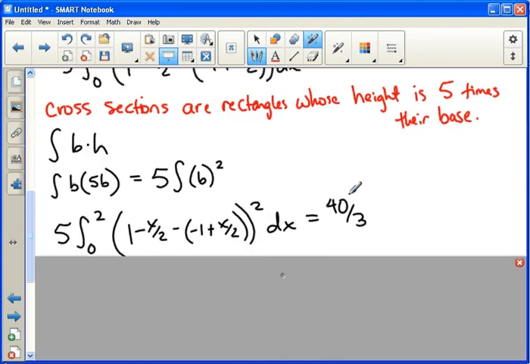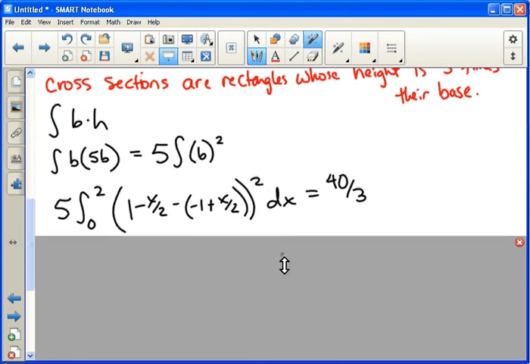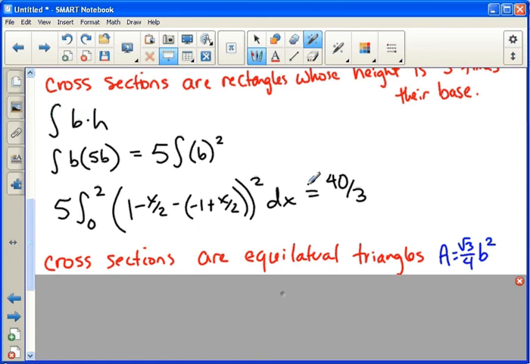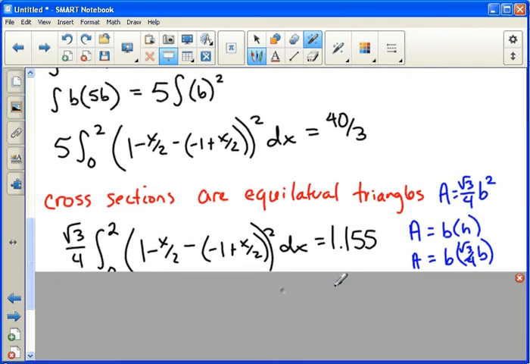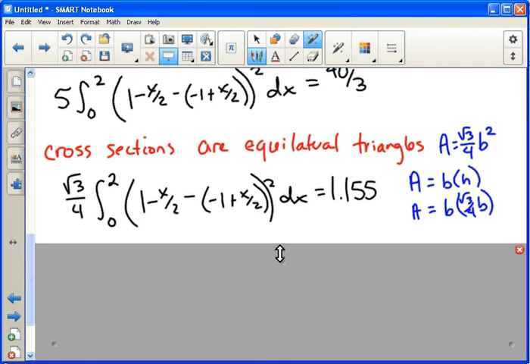Okay, let's say there are cross sections that are equilateral triangles. You can use trig and figure out this area formula if you want. Basically with trig what you find out, if you watch what's in blue over here to the right, is that you can relate the height to the base. The area is always going to be square root of 3 over 4 times the base squared. So when you simplify, you get this up here. So this is our equation for equilateral triangles. So I put square root of 3 over 4 out front, do top minus bottom to get my base, and I square it. You get 1.155.